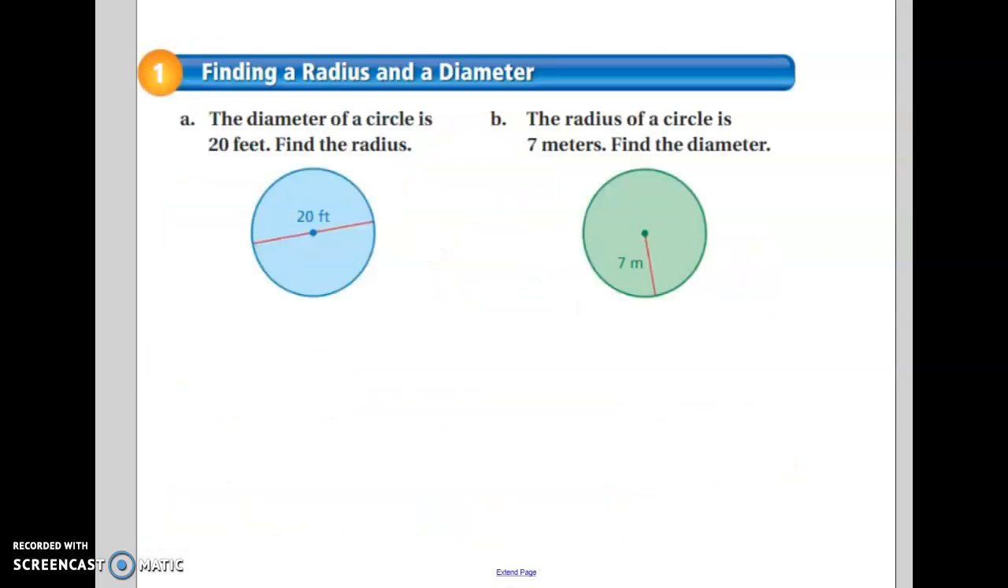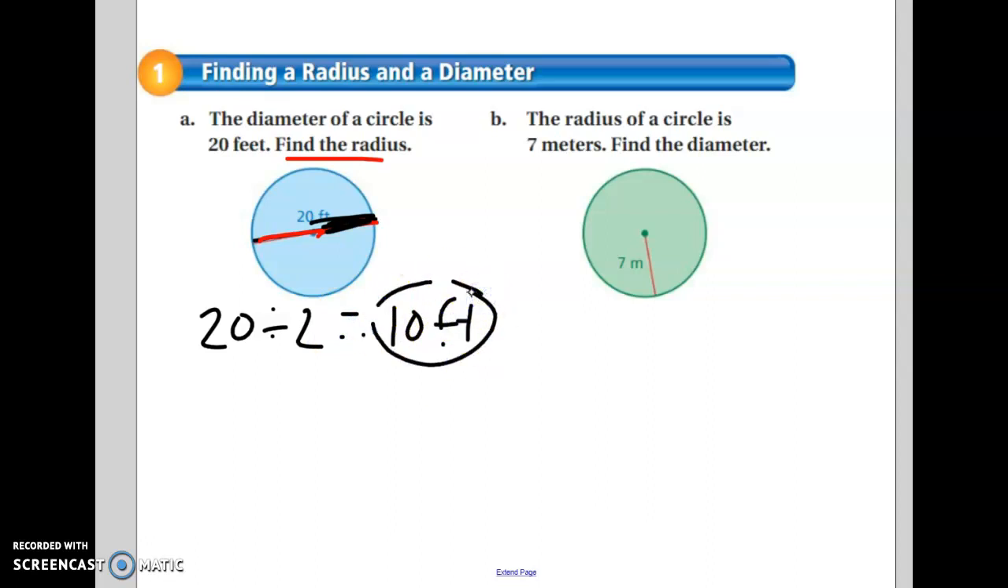So one of the first things you're going to be asked to do in this section is to either find the radius or the diameter given one or the other. So in this case, they tell us the diameter of the circle is 20, and so we know that distance all the way across is 20 feet. Our job is to find the radius. So if all the way across the circle is 20 feet, if we're trying to find the radius, that is the distance halfway across the circle. And so if I know the diameter is 20, I know that the radius is half of that. So I'm going to divide it by 2, and the radius is 10 feet across the circle.